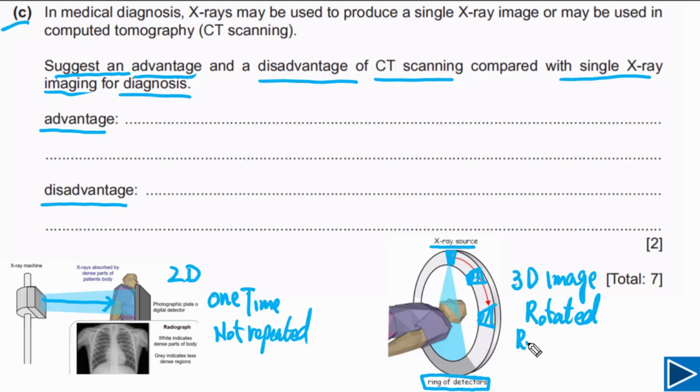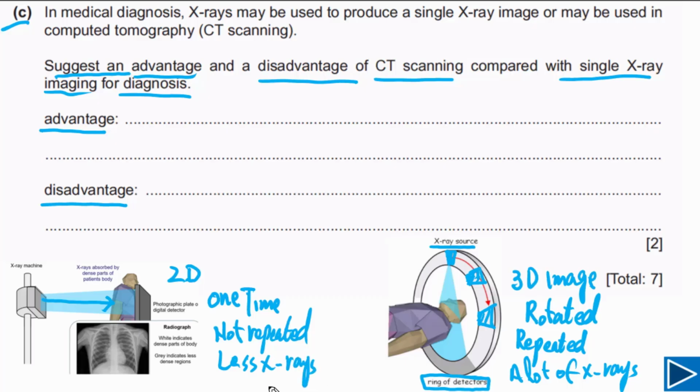So you can see in this case the process is repeated many times, and then we combine two-dimensional images to form a three-dimensional image. So as the process is repeated many times, a lot of X-rays pass through the body of the patient. So simply we can say a lot of X-rays. Whereas in the case of a single X-ray, fewer X-rays pass through the body of the patient.